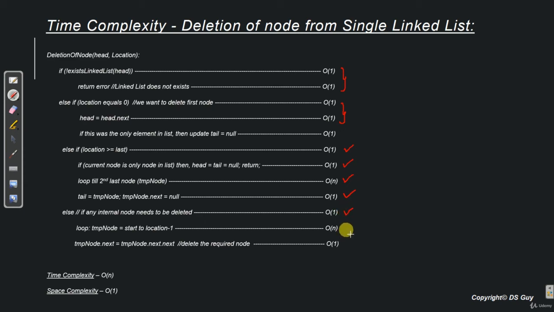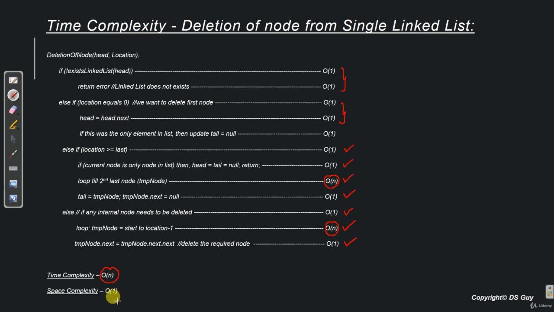Now if we want to delete any of the internal nodes, then we have to loop starting from the first node till location minus 1 node. So in the worst case we might have to travel almost the entire list, so it will take order of n time. Then we update some of the reference variables, which is a constant time operation. So if we add all of them, we land on order of n time complexity.